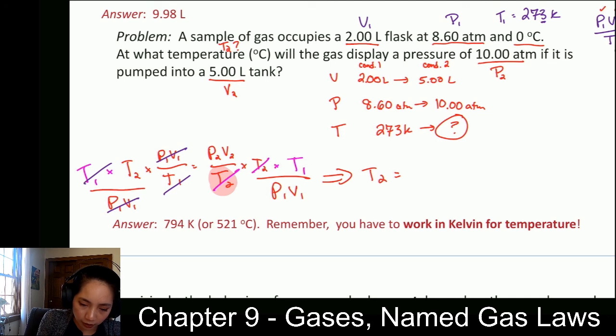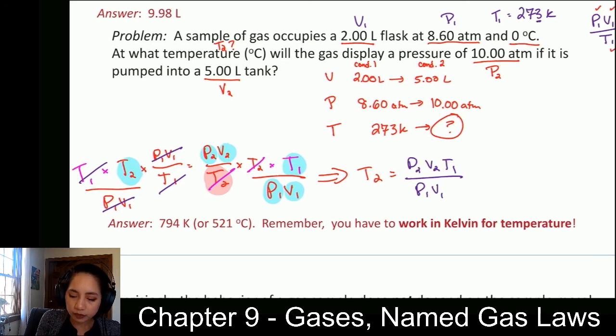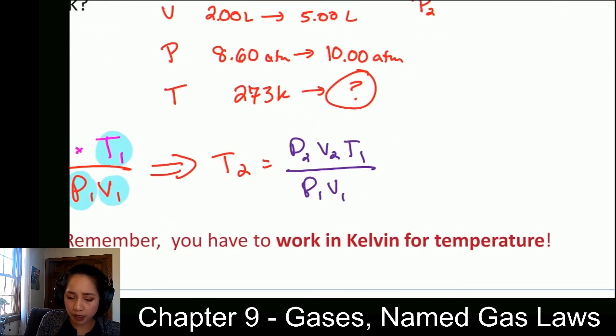All right, and so we're left with, let's do a different color, T2 equals P2 V2 T1 over P1 V1. So that's what it is. So T2 equals P2 V2 T1 over P1 V1. So you can see that this equation works out because we have pressure volume on the top and it should cancel with pressure volume on the bottom, leaving us with whatever unit T1 is will be T2.